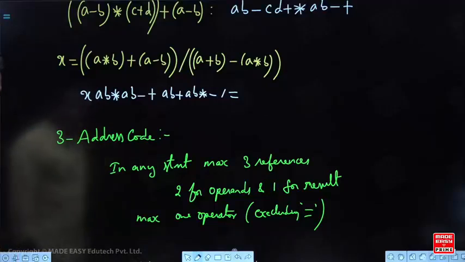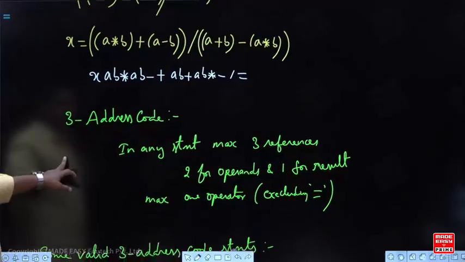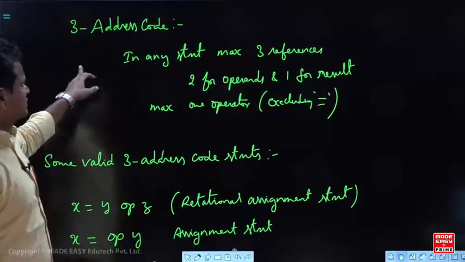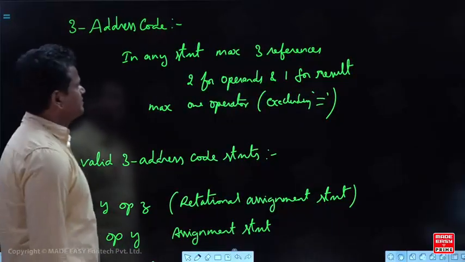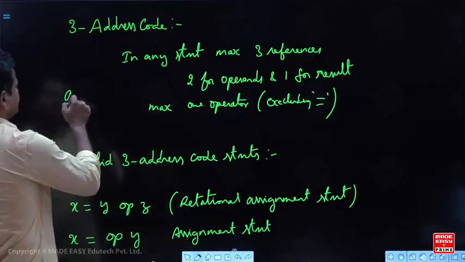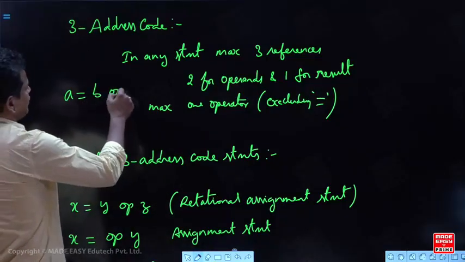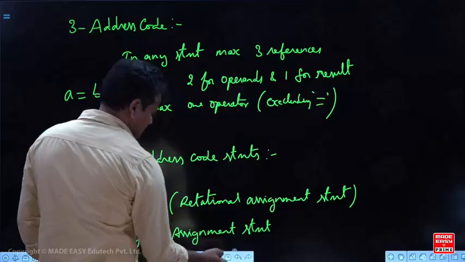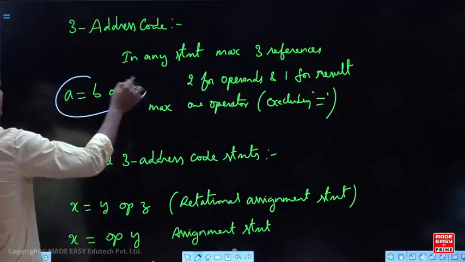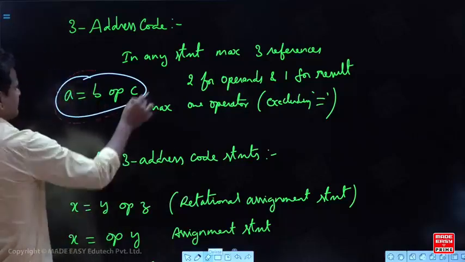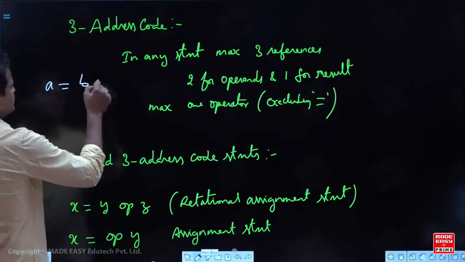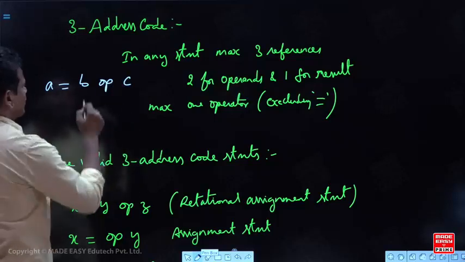We were using three address code. We were at the three address code in yesterday's class. In three address code, in any statement, maximum three references will be there, three variables will be there. Somebody is asking, what is this operator? He has not understood this. What I was telling is, in any statement, maximum we can use three variables.